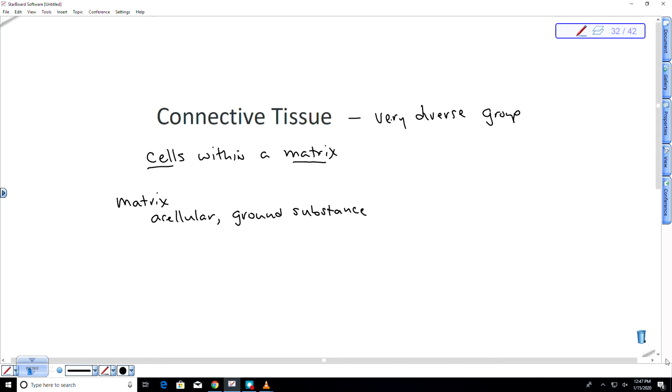So the ground substance is mainly composed of water. It has water in it, and it also has what are called proteoglycans. If you break that word down, proteo means proteins, and these are proteins that have sugar molecules attached to them. And this ground substance, in the case of the matrix, actually traps water. So this functions to trap water.